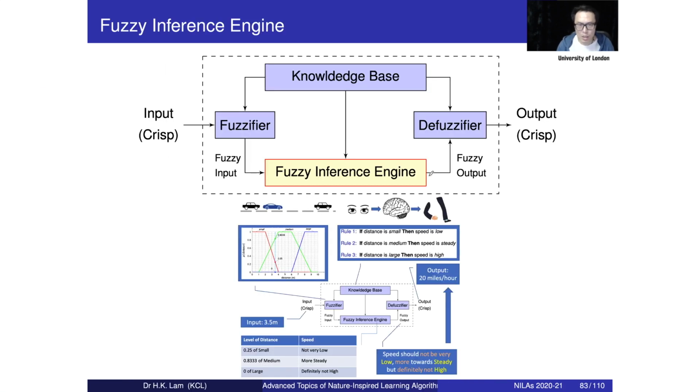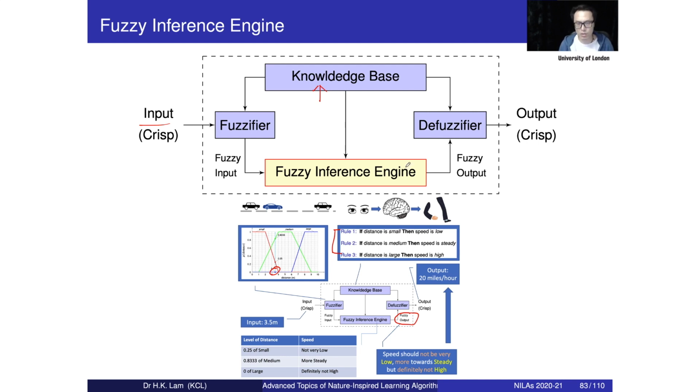Once we have the knowledge base, we need to know how to do reasoning according to the input and the experience right here. So let's revisit our driving example. Once we have the input of 3.5 meters, we can evaluate the contribution of each rule. Based on this information, we do the fuzzy inferencing and come up with this fuzzy output. The inferencing mechanism is what this fuzzy inference engine is going to do.